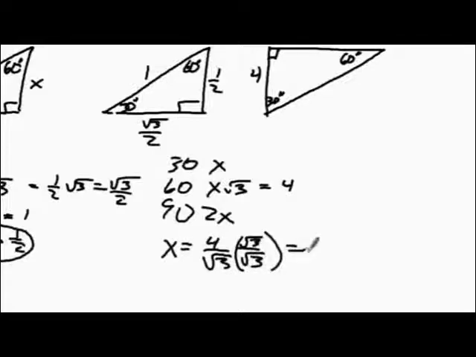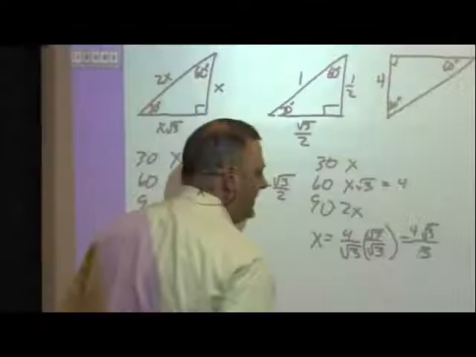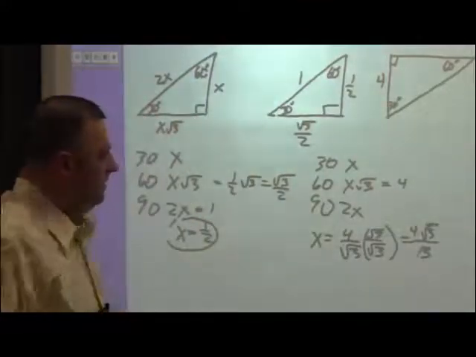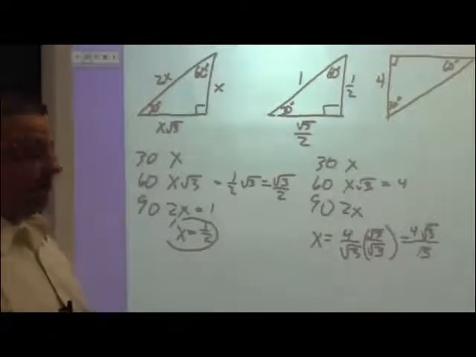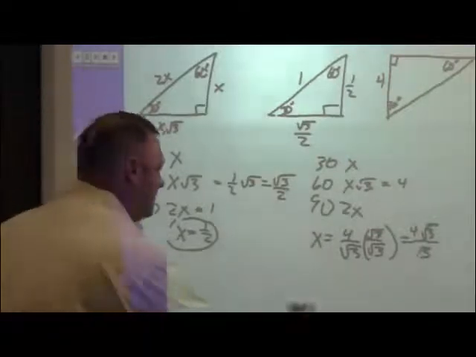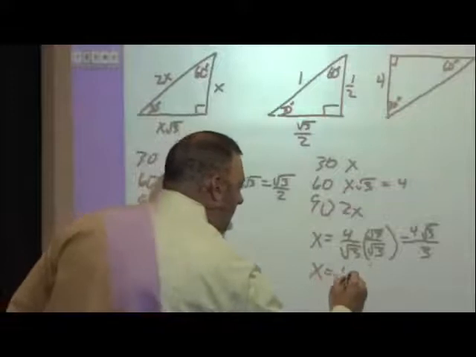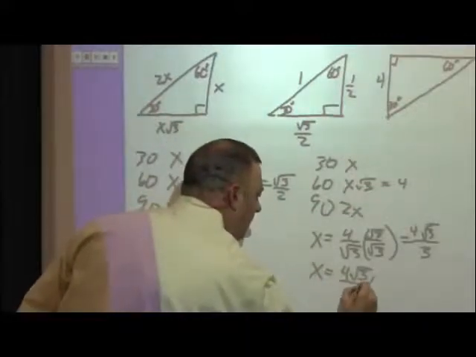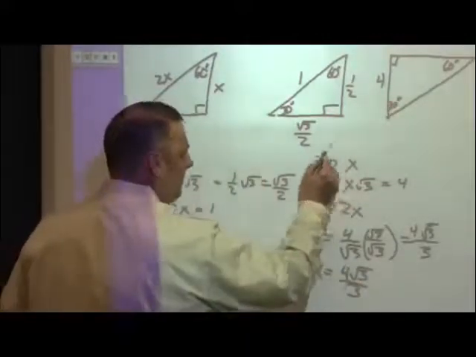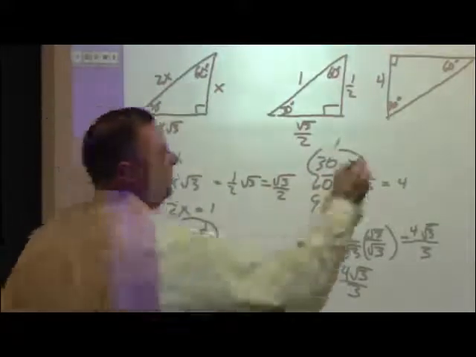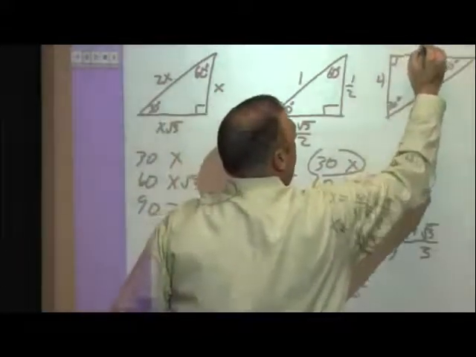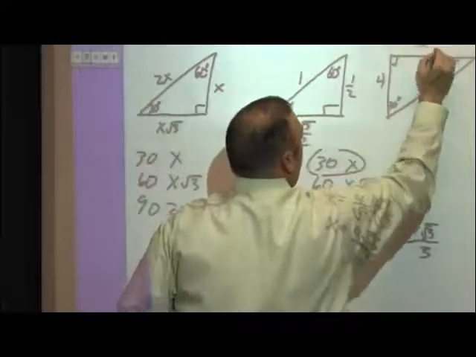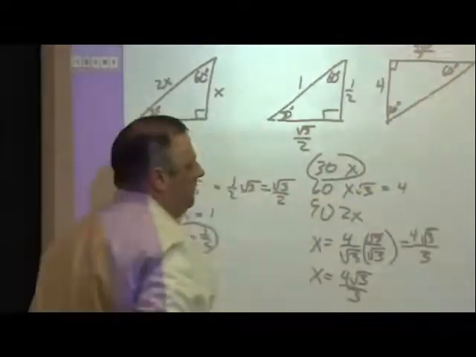So x is going to be 4 radical 3 over 3, because square root of 3 times square root of 3 is 3. So it's telling you that we basically got x equals 4 radical 3 over 3. That would be for the side opposite the 30. So I'm going to write 4 radical 3 over 3 for that one.